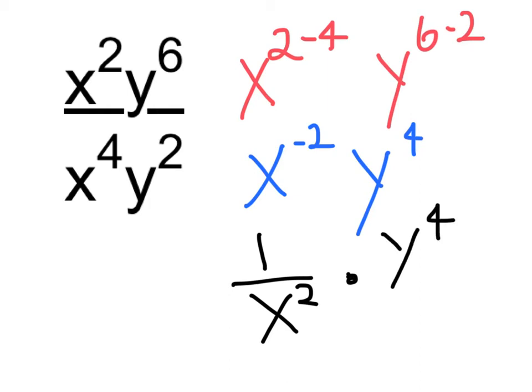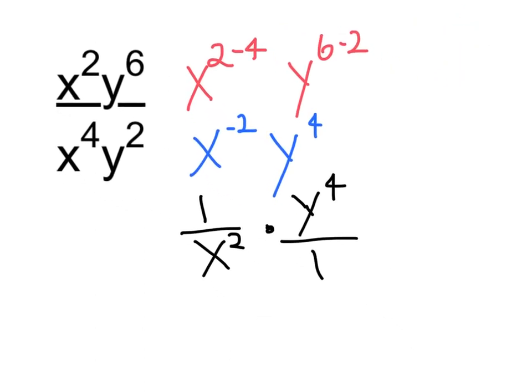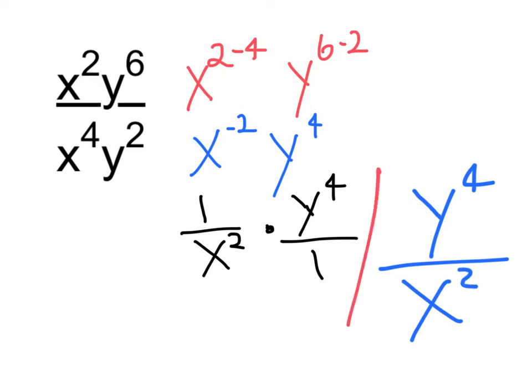And when we do that, we can put it so that it's over 1 if it makes it a little bit easier for you. And then we're going to multiply across. And anything times 1 is what that original item is. So y to the 4th times 1 is going to be y to the 4th. x to the 2nd times 1 is also going to be x to the 2nd. So the answer in this case is y to the 4th over x to the 2nd. That's it. We are done.